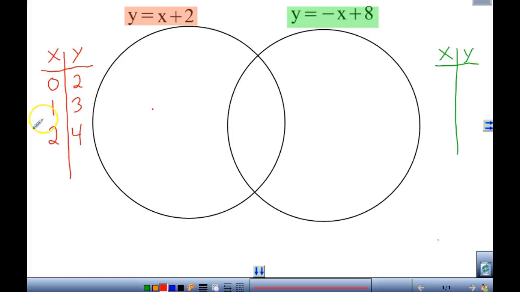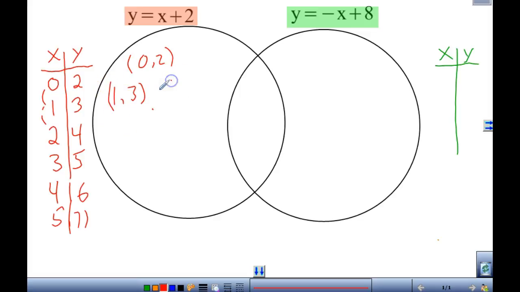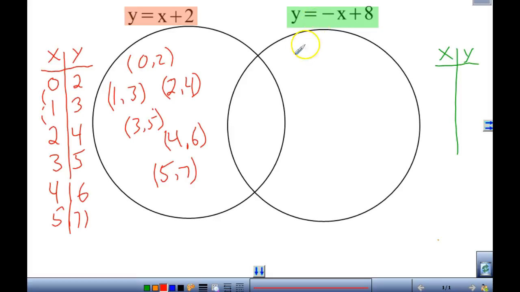And you can kind of see a pattern. The x's are going up by 1, but so are the y's, they just start off at 2. So they're always 2 above, 2 greater than. So 4 would be 6, 5 would be 7. So all those points are included here: 2, 4, 3, 5, and 4, 6, and 5, 7. And let's do the same thing for this other equation.